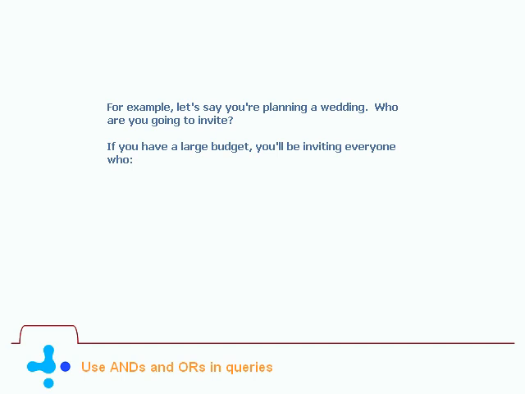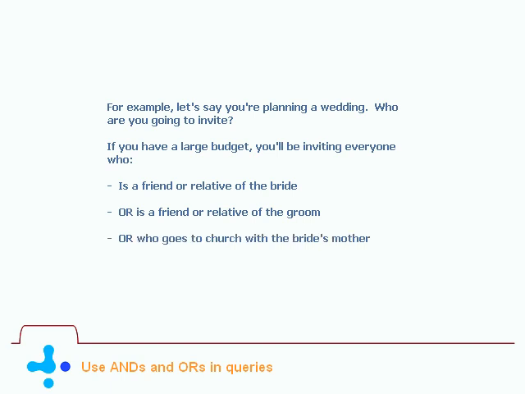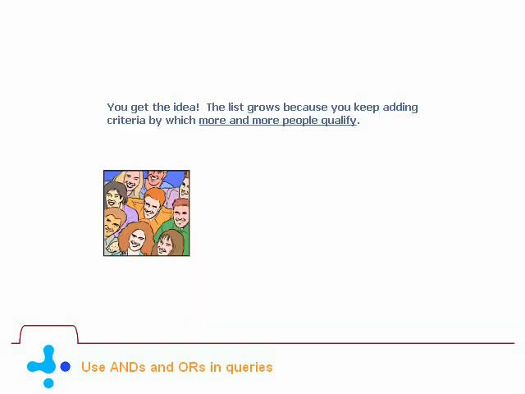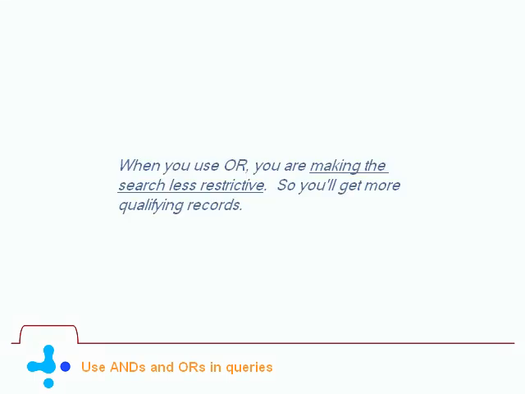If you have a large budget, you'll be inviting everyone who is a friend or relative of the bride, or is a friend or relative of the groom, or who goes to church with the bride's mother, or... You get the idea. The list grows because you keep adding criteria by which more and more people qualify. When you use or, you are making the search less restrictive, so you'll get more qualifying records.